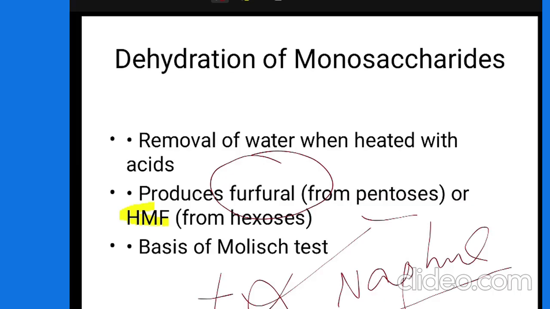Coming to the next slide. So, Molisch's test is based on this principle. It is used for identification of any carbohydrate molecule, whether it is an oligosaccharide, disaccharide, polysaccharide, anything. Coming to the next slide.